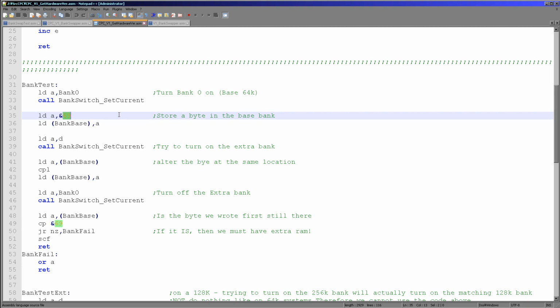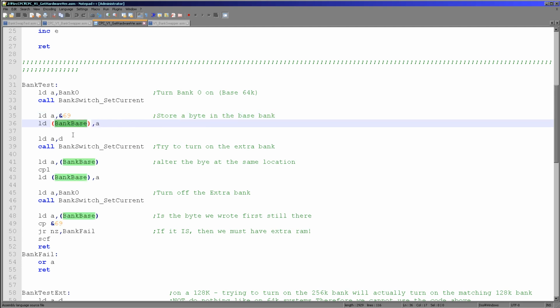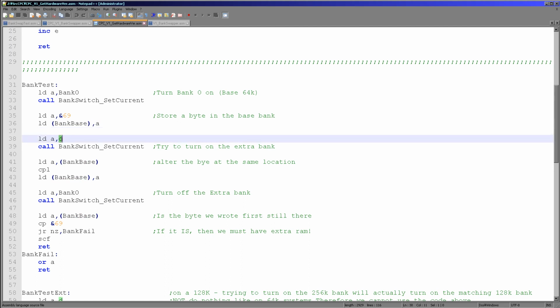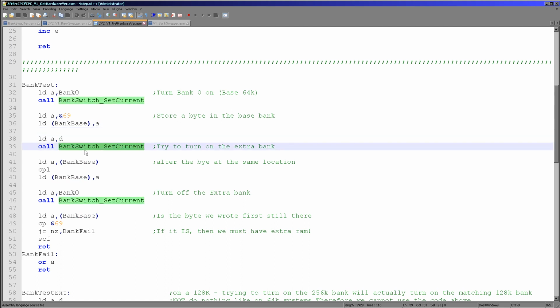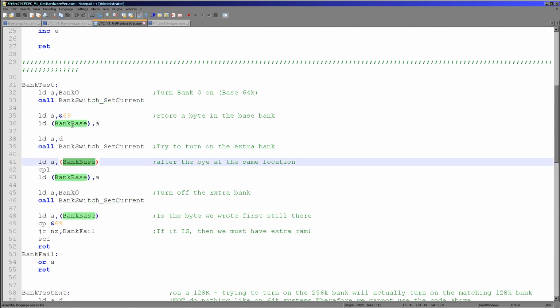You don't tend to see 69 very often in assembly code, so it becomes easy to notice when you see it in there. And then what we're going to do is we're going to page in bank D that was passed to us, and that's going to then switch into the 4000 range. We then read in the same memory location as we just wrote 69 to.